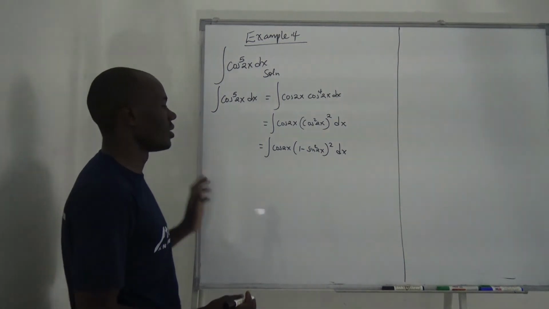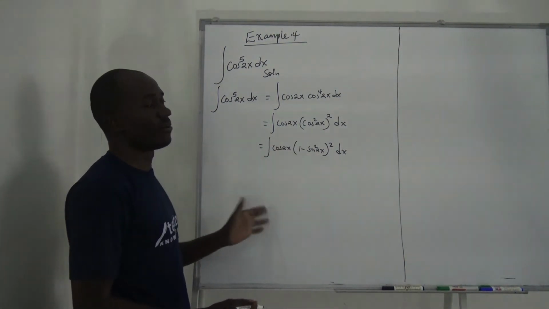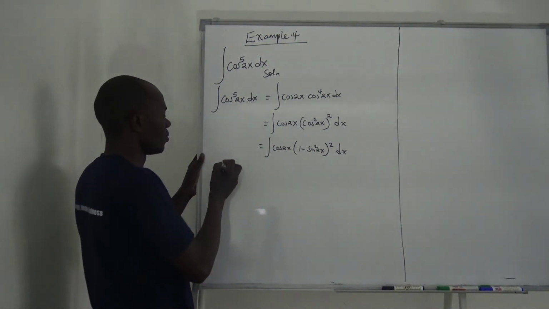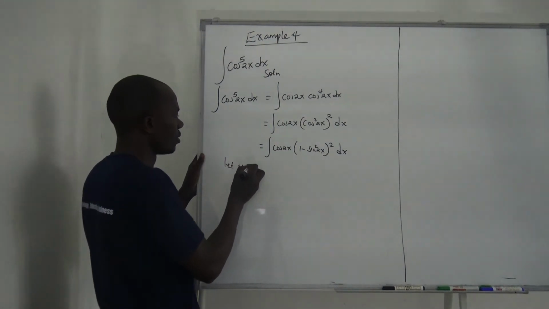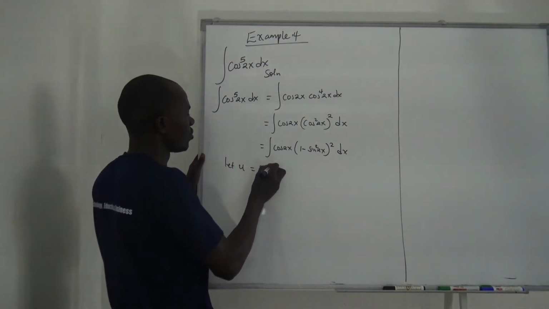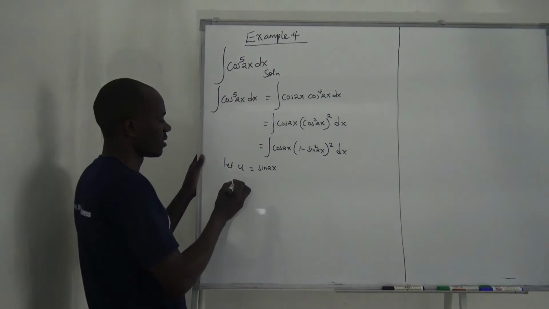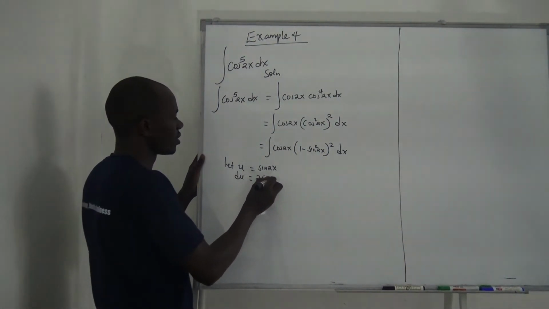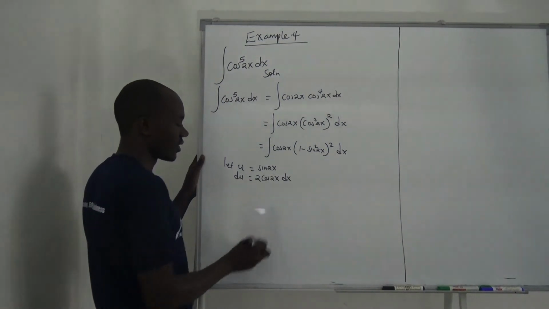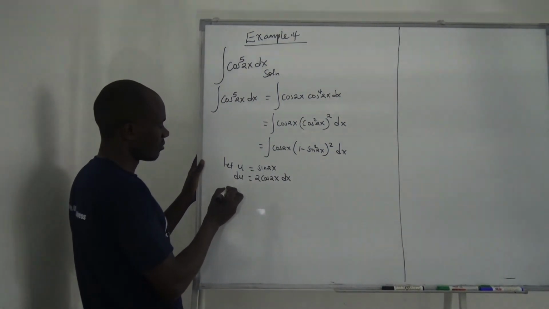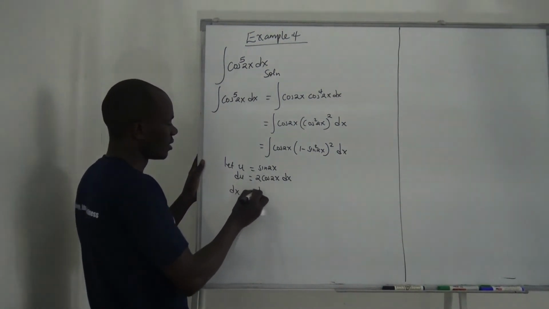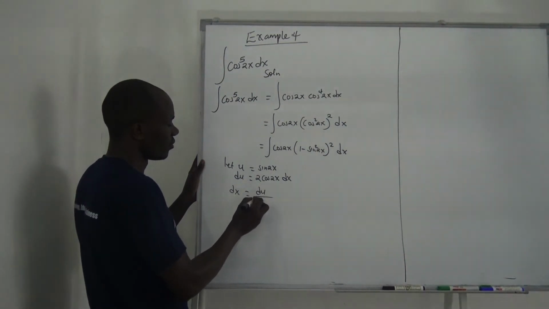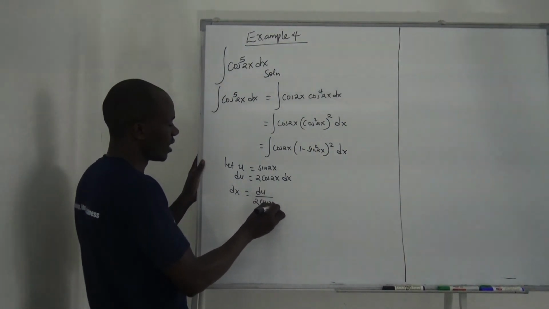Now, when I differentiate a sine, I get a cos. So we say let u equal sine 2x. We differentiate: du equals 2 cos 2x dx. Make dx the subject: dx equals du over 2 cos 2x.